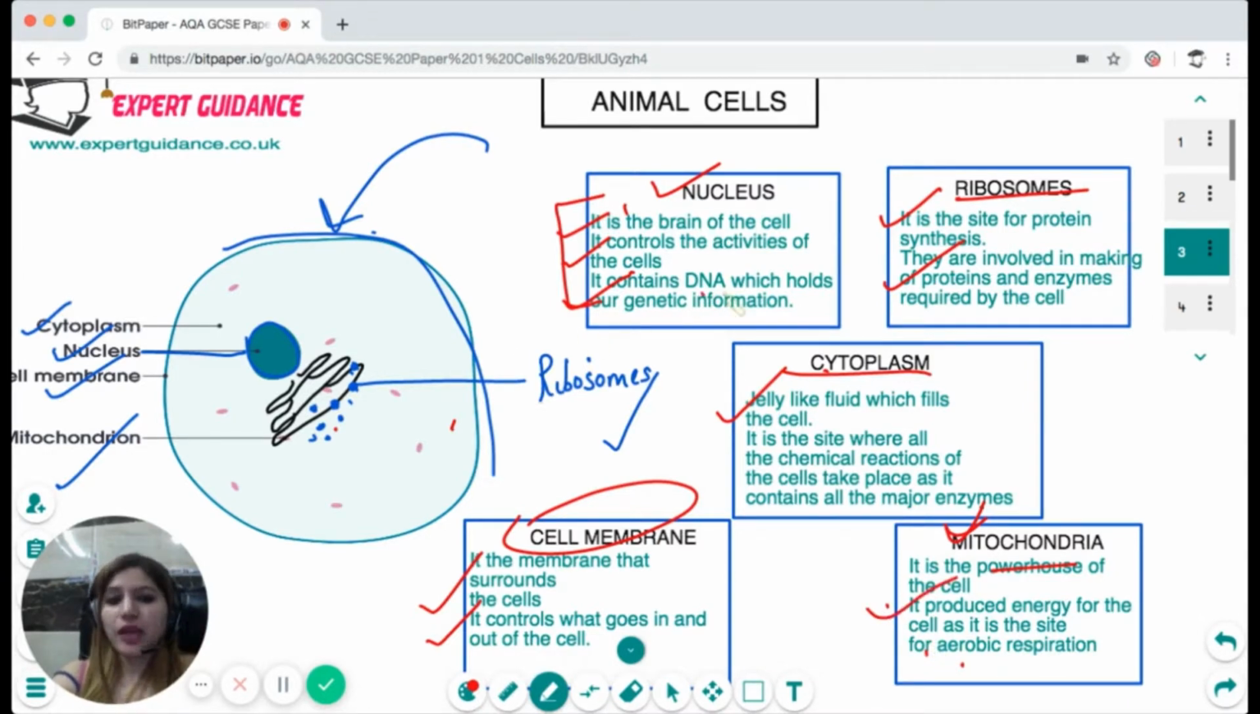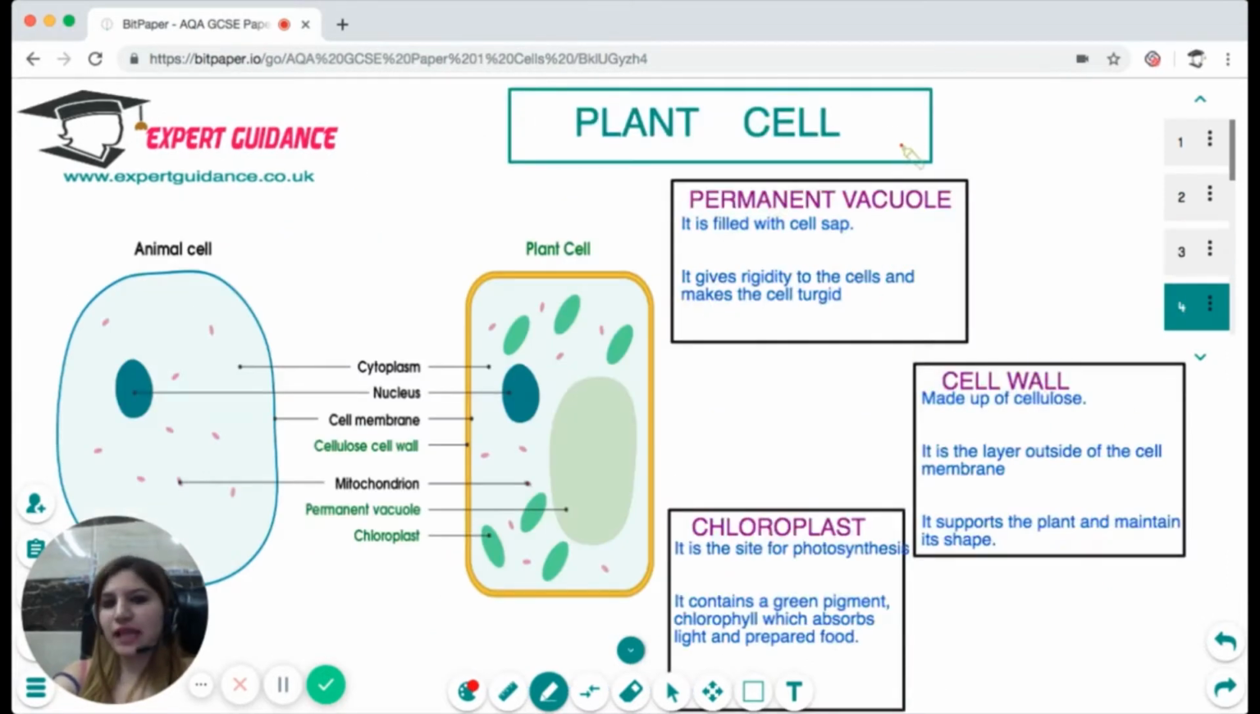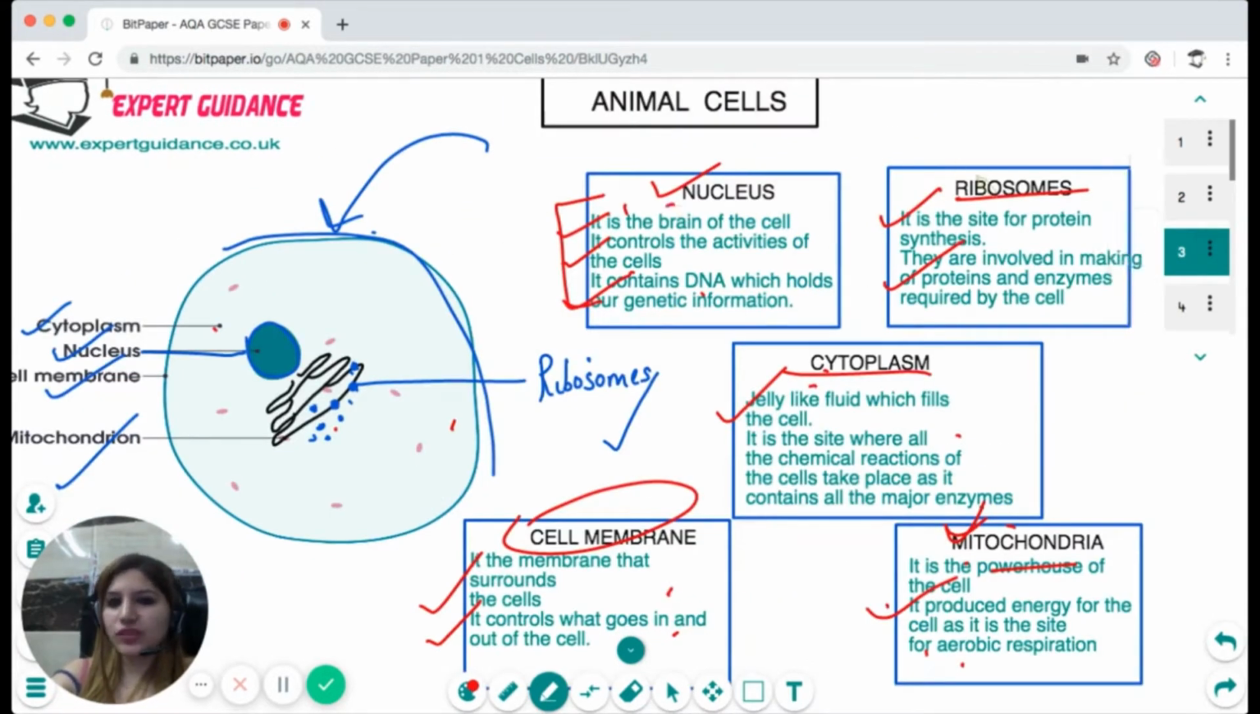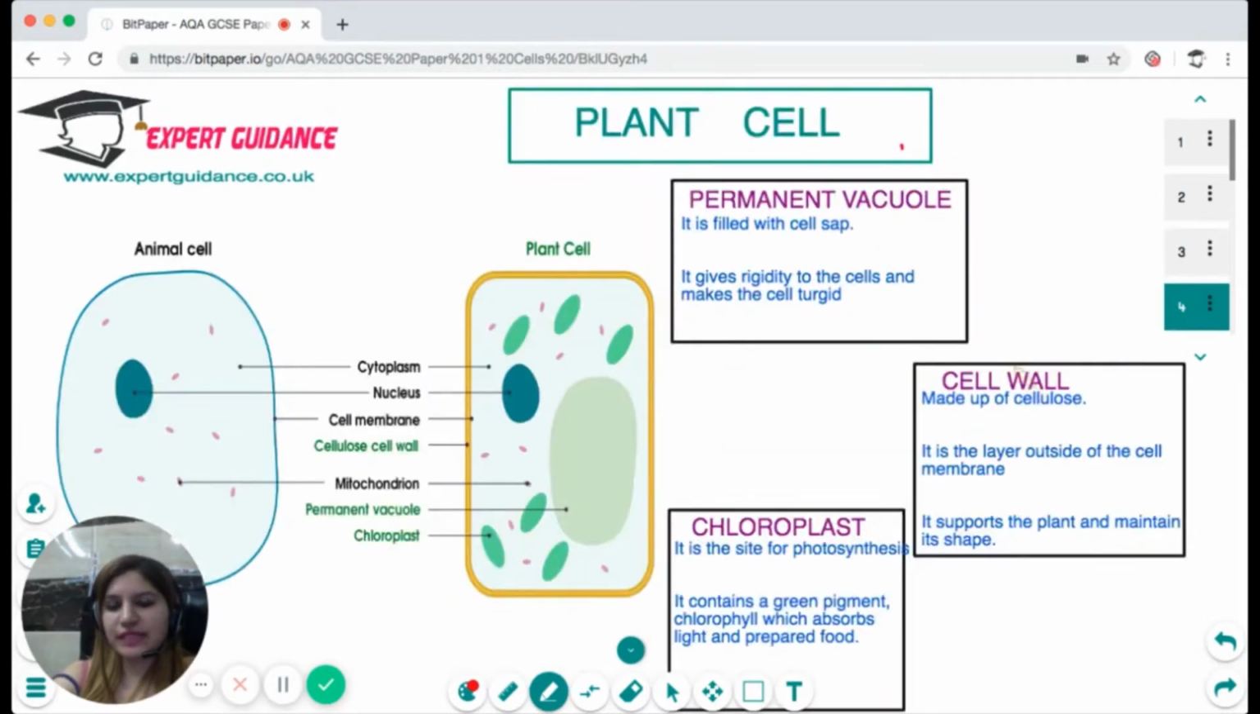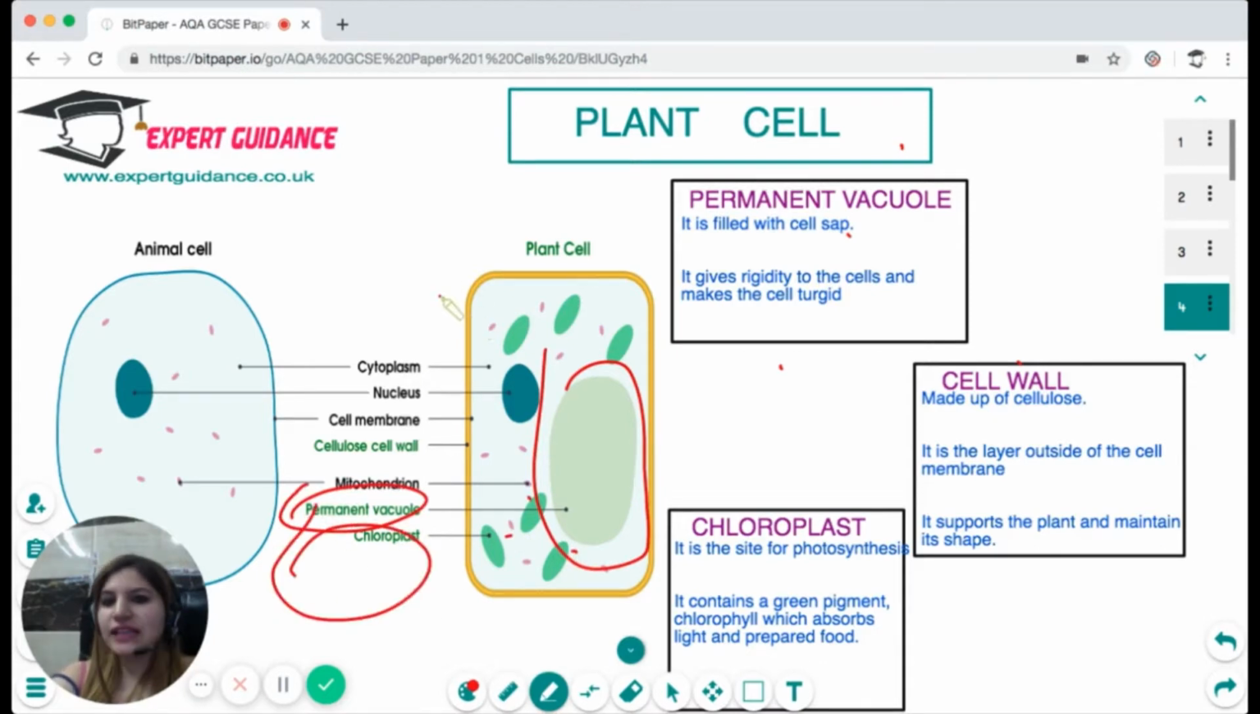Okay, so I hope you know the function of each of these organelles, and you should be able to label them. If any cell is given to you, you should be able to spot where's the nucleus, where's the cell membrane, where's the mitochondria. Next is the plant cell. The plant cell has all these organelles which we have just discussed in the previous slide, except it has three extra organelles which are just found in a plant cell. This is a big, large permanent vacuole. These green structures are called the chloroplasts, and outside the cell membrane, there's an extra layer called the cell wall.